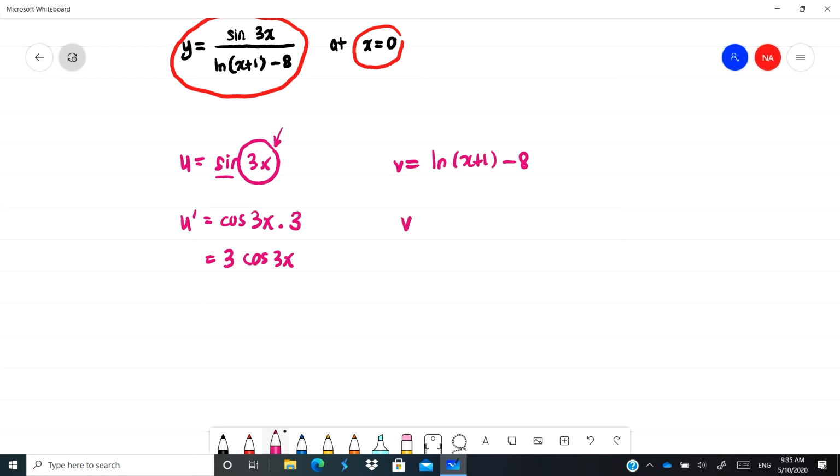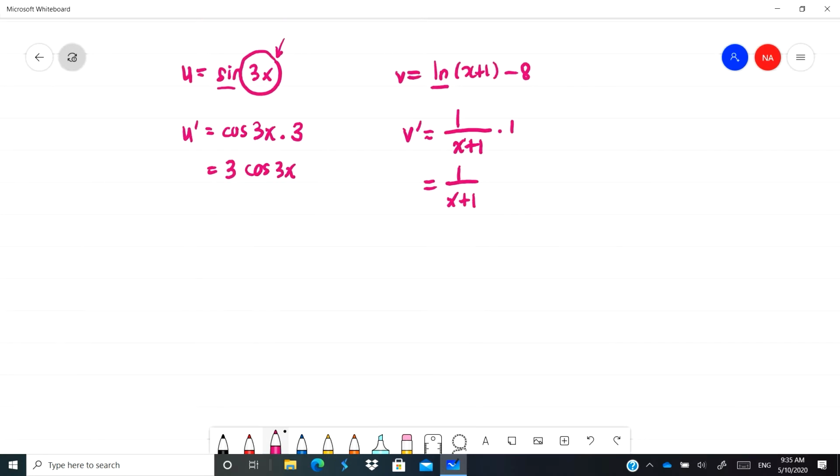Now I'm going to differentiate v. So we'll get v prime given by differentiating ln, we'll get 1 over that whole thing in the bracket. Now I'm going to differentiate the x plus 1, we'll get 1. Minus 8, we'll get 0. So v prime is given by 1 over x plus 1.